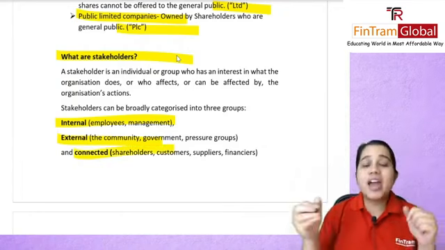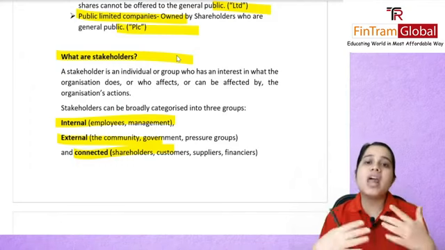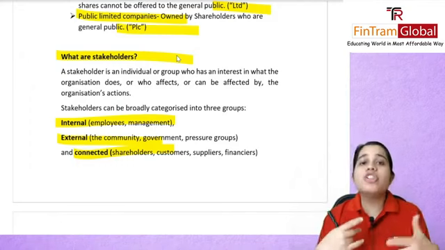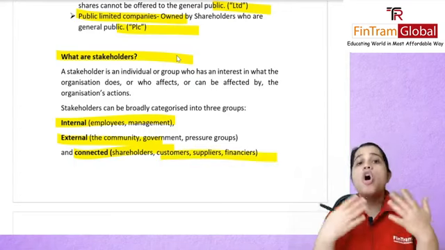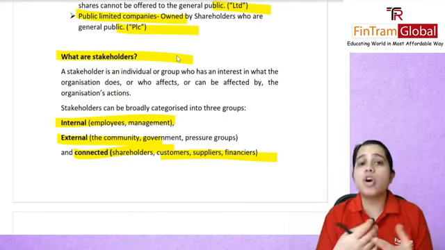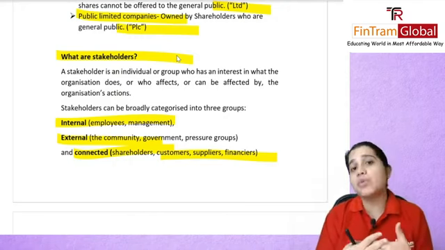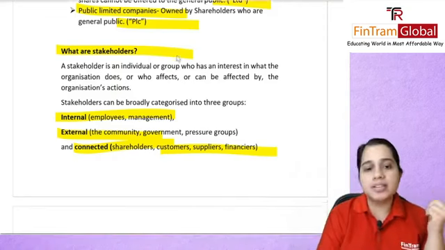And we also finally had our connected stakeholders. These are those stakeholders with which you will have a connection, a contractual link. So here you had your shareholders, customers, suppliers, or your financiers, the people who are providing you money. Of course, they are also interested in the working of your organization. They have a contractual link with your organization. So they become your connected stakeholders.